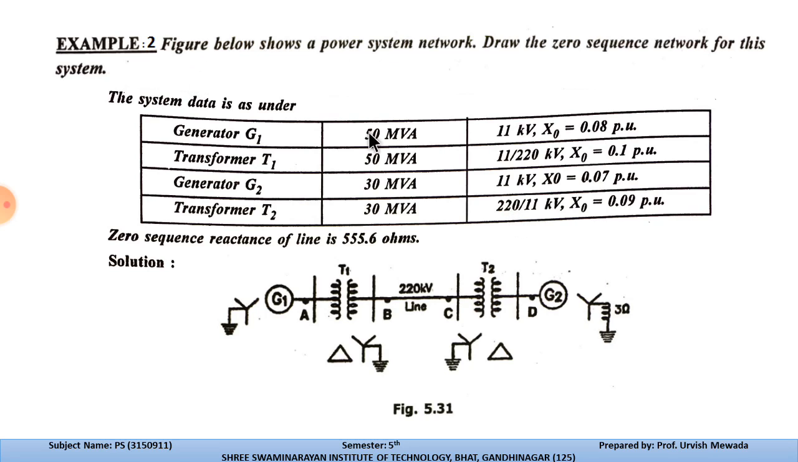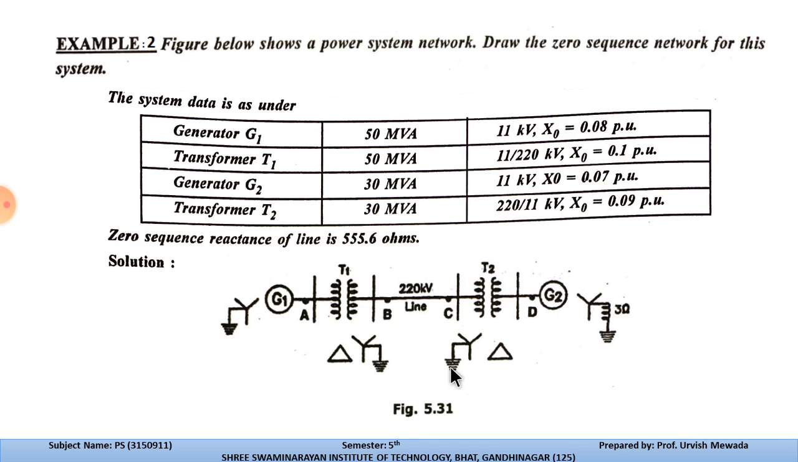In this, the figure shows a power system network, for which we need to draw a zero sequence network. There are generator 1, generator 2, transformer T1 and transformer T2, with the MVA rating and the kV 11 kV, x0 is 0.8 pu, and all the ratings are written over here. The data is given for the system, and the zero sequence reactance of the line is 555.6 ohms.